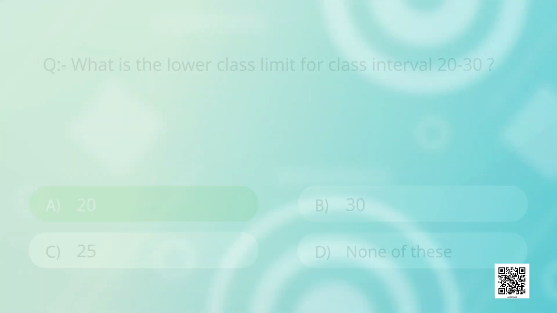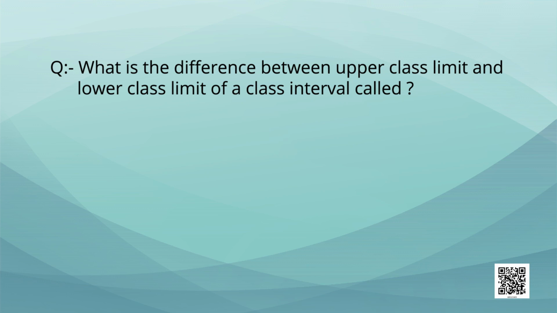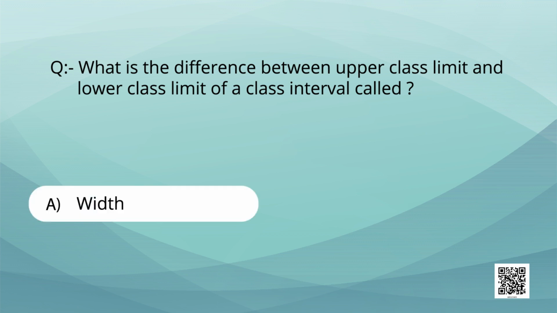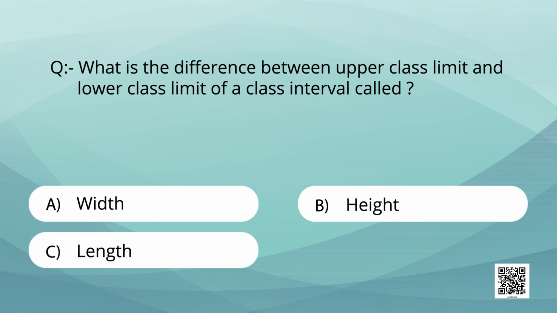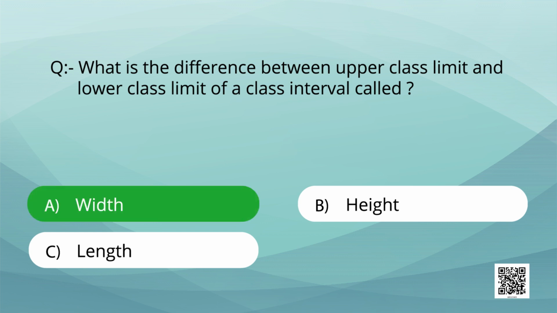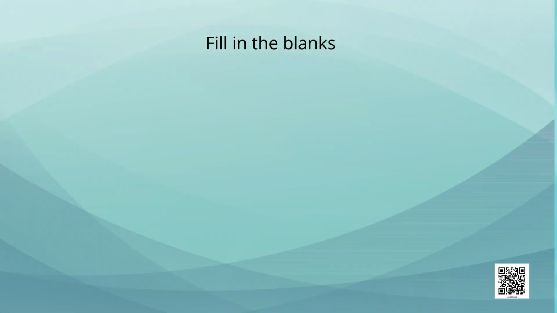Question number 4. What is the difference between upper class limit and lower class limit of a class interval called? You have 3 options: A. Width, B. Height and C. Length. So what is the right answer, children? It is width. Let us do a few fill in the blanks.